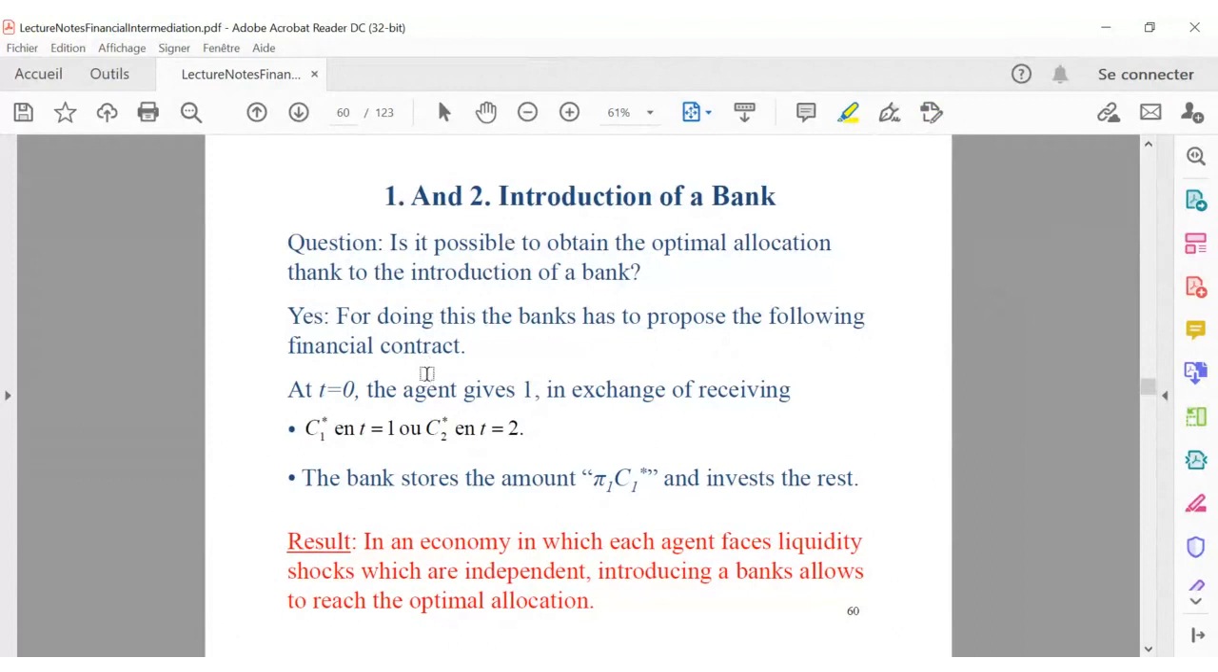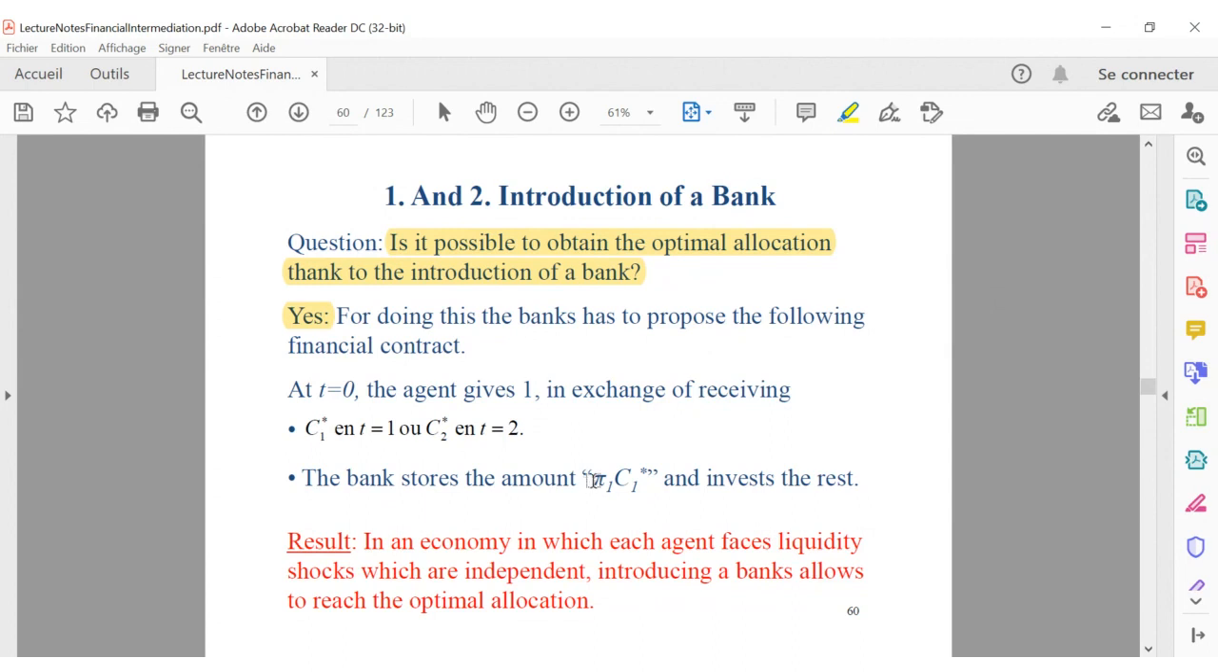So now the question is, is it possible to obtain the optimal allocation thanks to the introduction of a bank? Well, actually, the answer is yes. And why is it the case? Because liquidity shocks are idiosyncratic. It's not a macroeconomic shock.